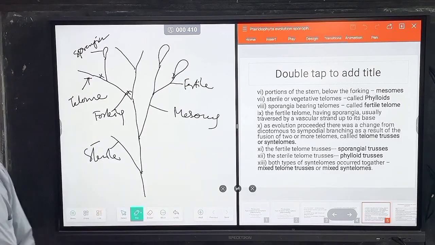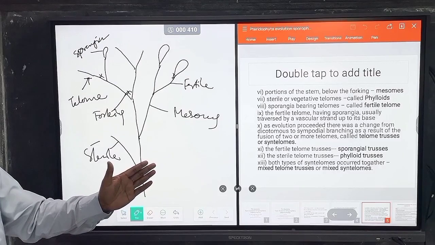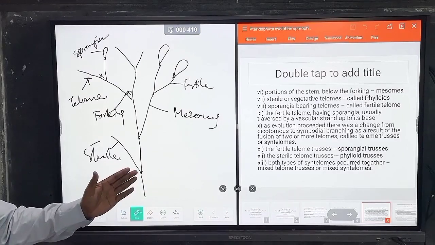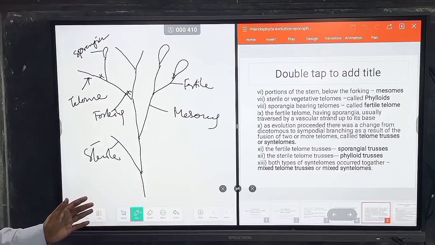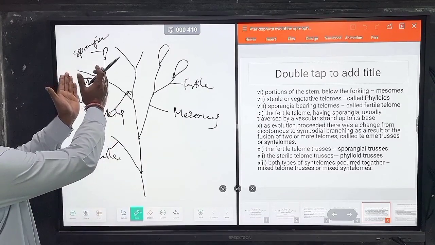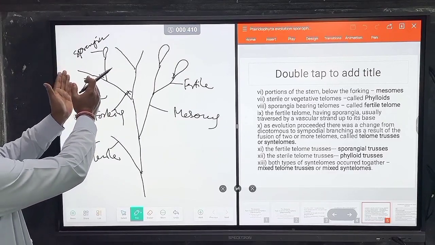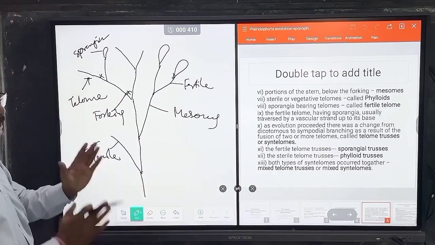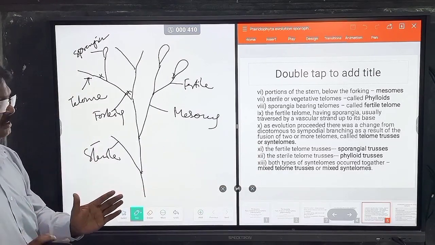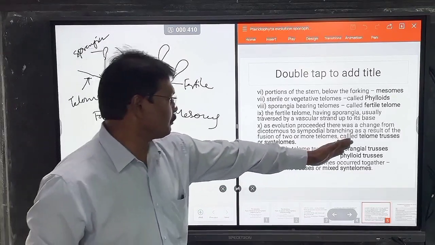Then as evolution proceeded, there was a change from dichotomous to sympodial branching as a result of the fusion of two or more telomes, called telome traces. So these telomes undergo fusion and result in a chain of telomes. The fertile telomes are also called telome traces when they fuse with each other.